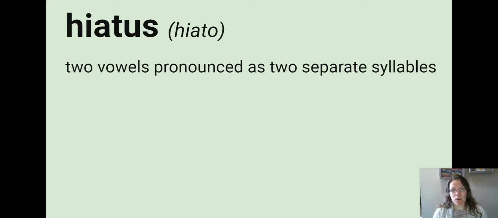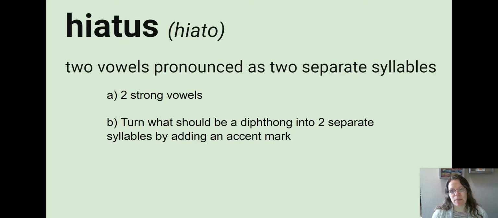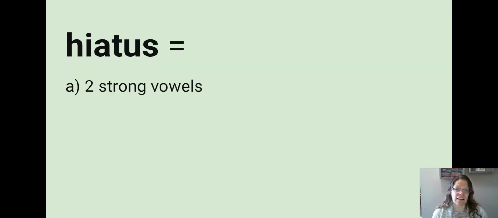When we have 2 vowels pronounced as 2 separate syllables, it's called a hiatus, or hiato in Spanish. And this can happen when we have 2 strong vowels or when we have a strong weak or weak strong combination that should have been a diphthong, but we're separating it into 2 separate syllables because there's a written accent mark. Let's do the ones with 2 strong vowels first. Please repeat.